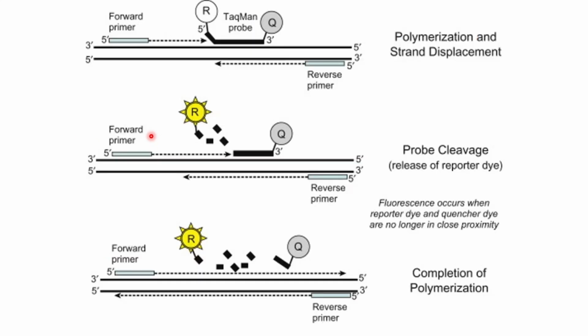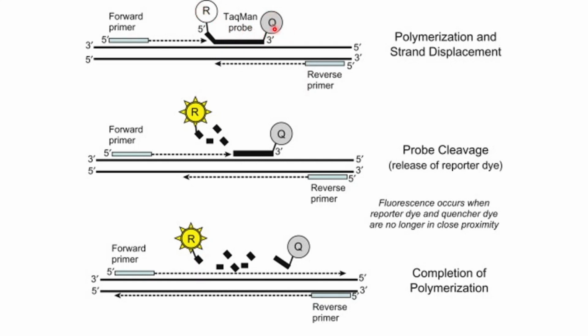Okay, so TaqMan PCR is basically a type of real-time PCR. It uses a nucleic acid probe complementary to an internal segment of the target DNA. So this is the TaqMan probe. It is complementary to the internal segment of the target DNA. The probe is labeled with two fluorescent moieties. The emission spectrum of one overlaps with the excitation spectrum of the other, resulting in quenching of the first fluorophore by the second.